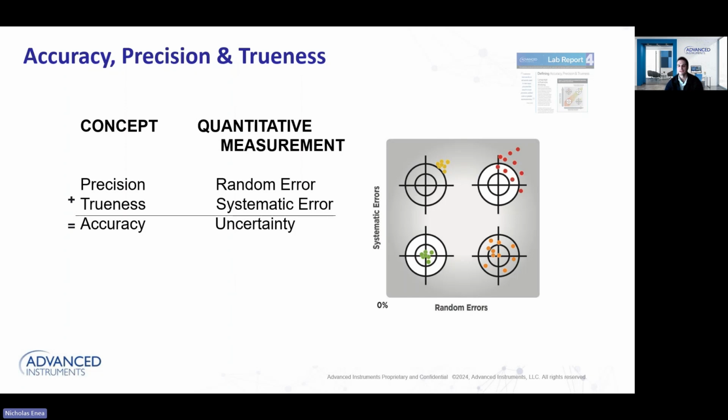Great. So now, to confuse you even more, and hopefully I'm not confusing anyone here, I'm going to talk a little more about how, once again, they're measured. I already introduced these, but the concept of precision is measured as random error. The concept of trueness is measured as systematic error.